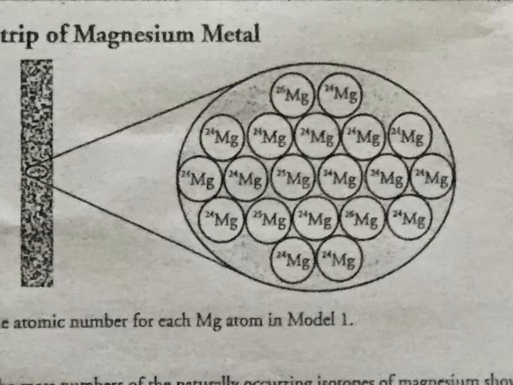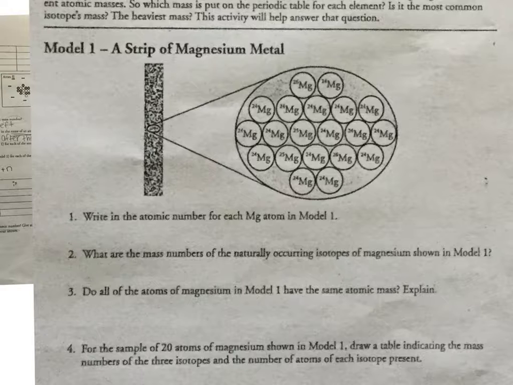When you looked at this picture, the first question is asking you to write in the atomic number for each magnesium atom. You do not have to do that. What is magnesium's atomic number? Look it up. Huh? 12. It is 12. Thank you. Sorry if somebody had already said that. So we have 12 as our atomic number here.